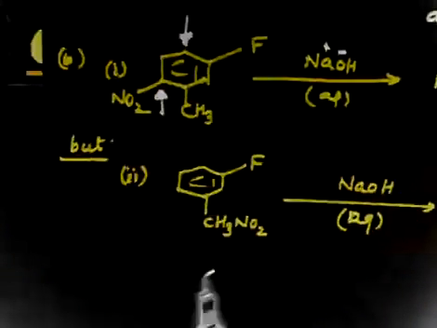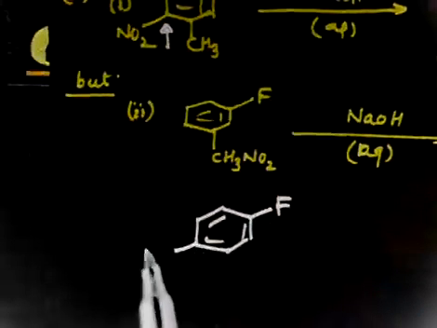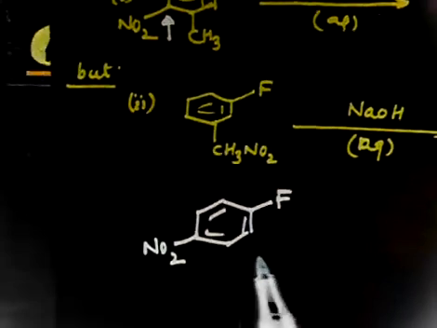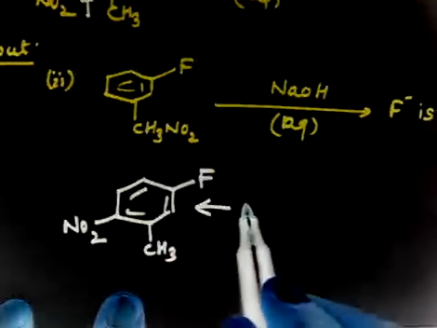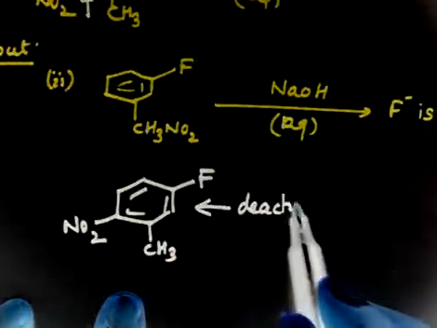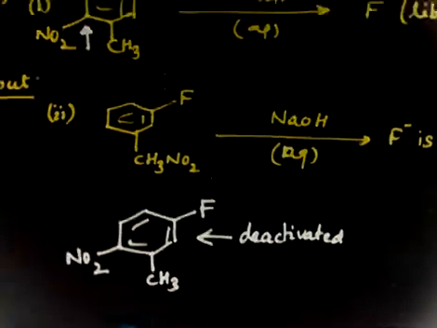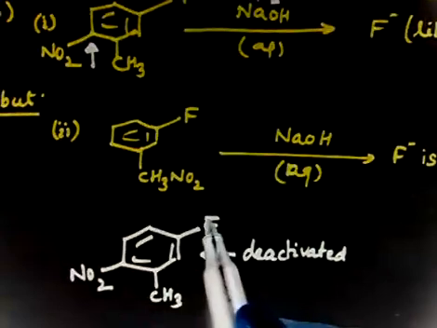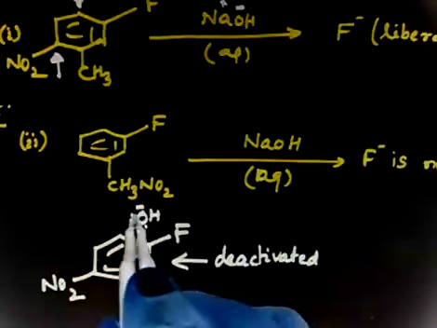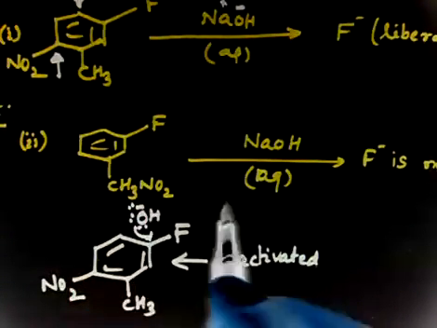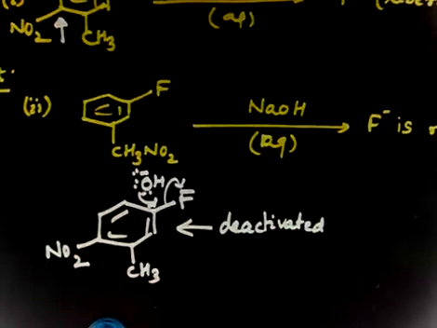So what is happening? You have NO2 here, and here you have CH3. So this ring is basically a deactivated ring, and that's why nucleophilic aromatic substitution takes place. So OH minus comes, it attacks there, and then fluorine goes. Are you getting or not? OH minus, with one lone pair, attacks here, and this fluorine goes out. So this we have discussed. Are you getting or not?